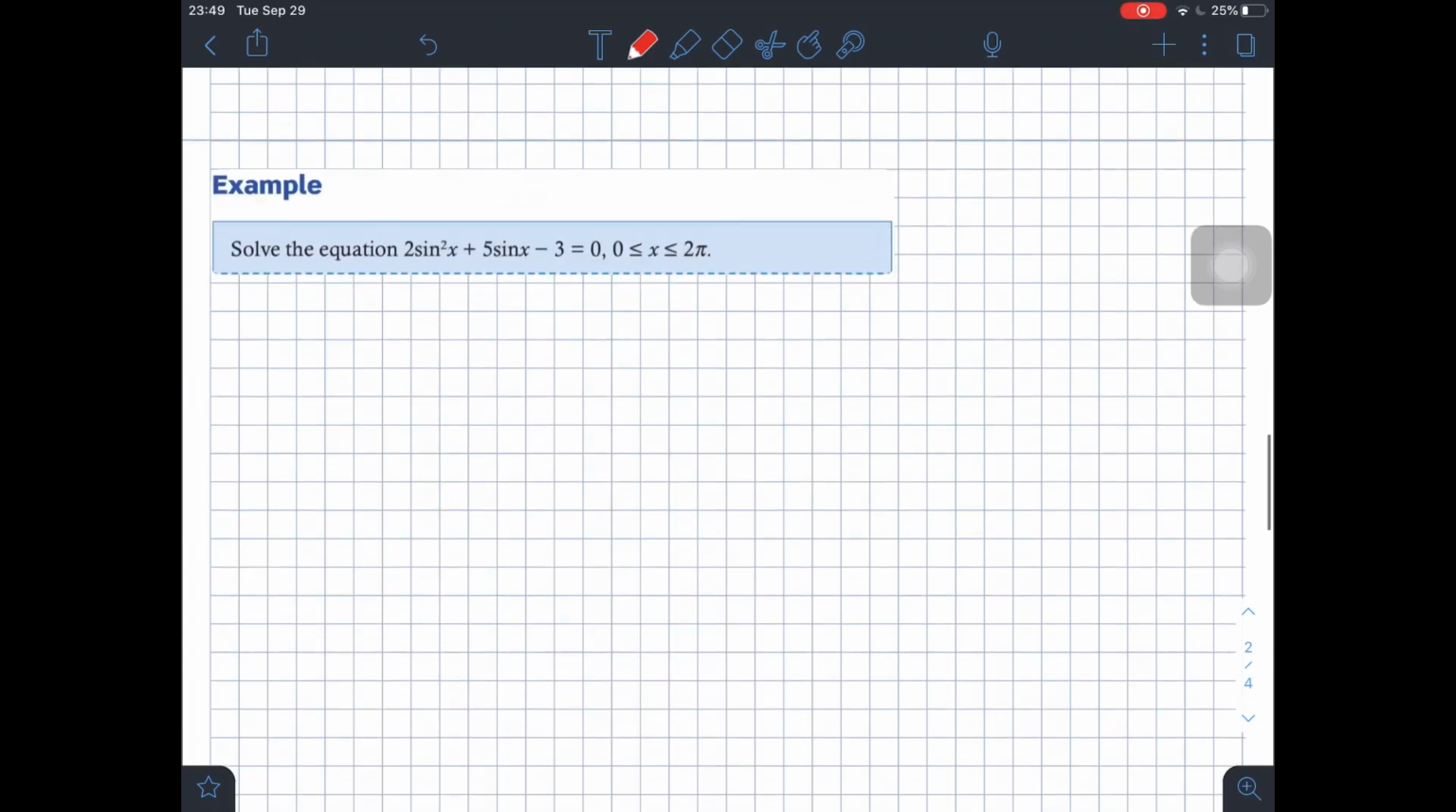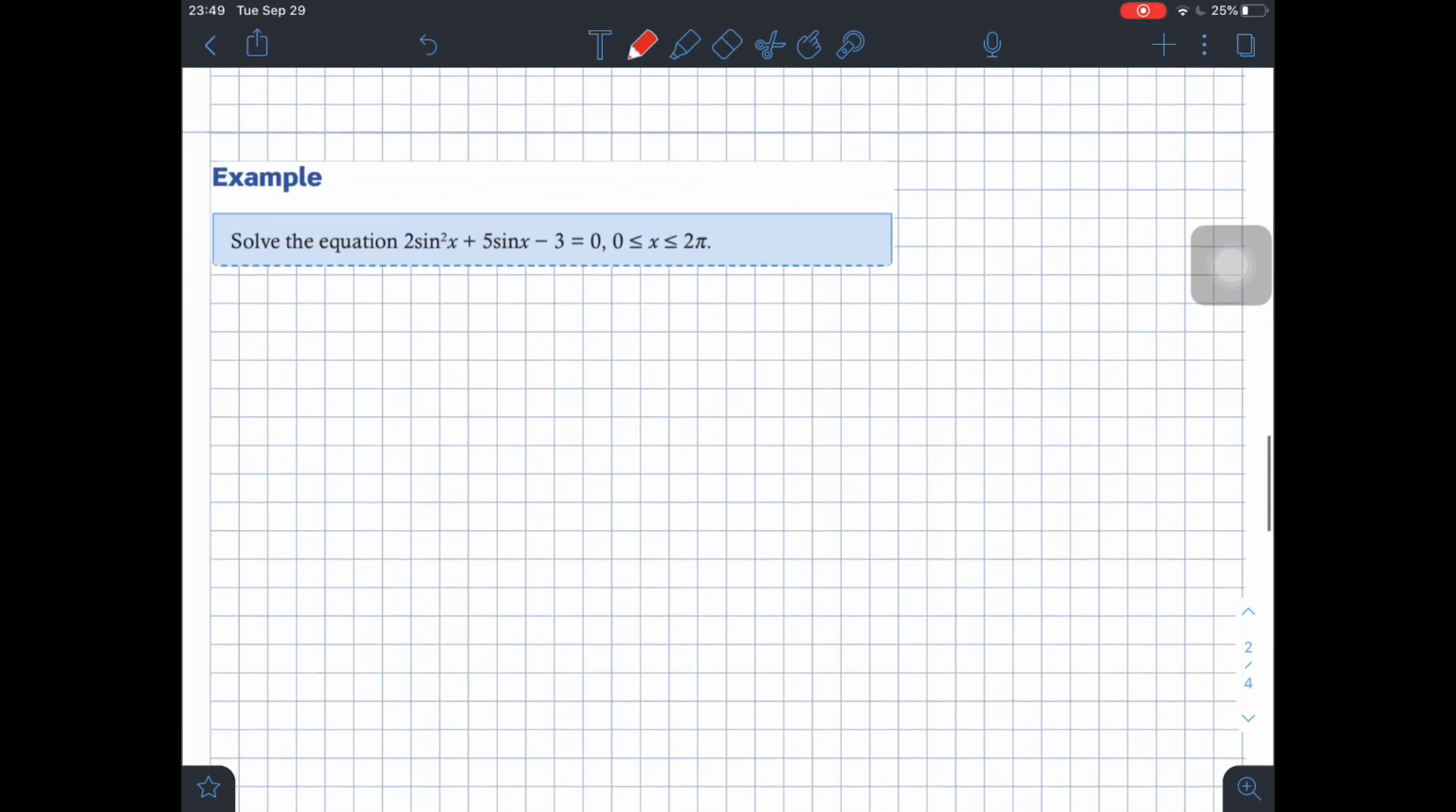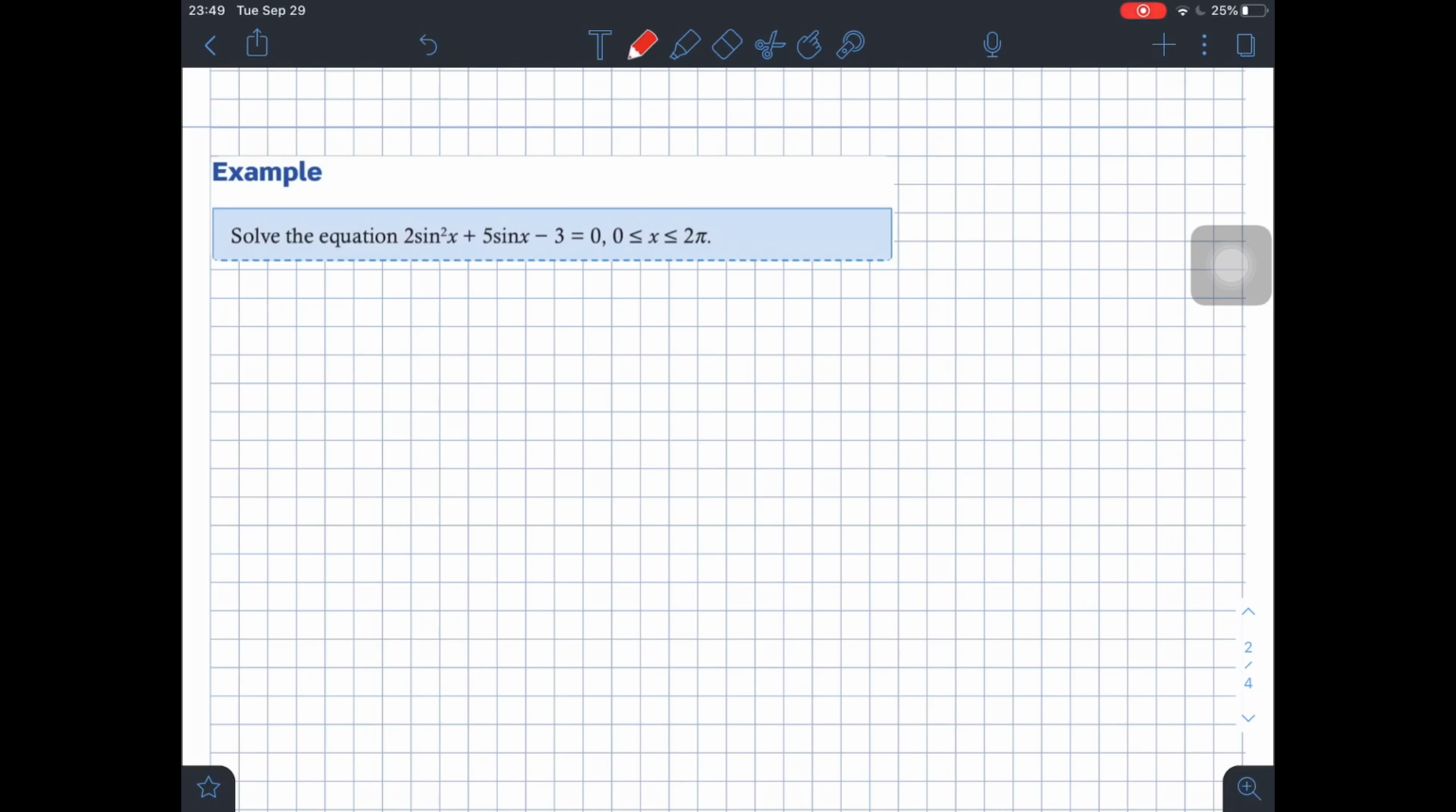Okay, finally, I think this is the last example. We're going to see this one. It says, solve the equation 2 sine squared of x plus 5 sine of x minus 3 equals 0 for this domain from 0 to 2 pi. Okay, so to solve this exercise, let me write the equation first. 2 sine squared of x plus 5 sine of x minus 3 is equal to 0.